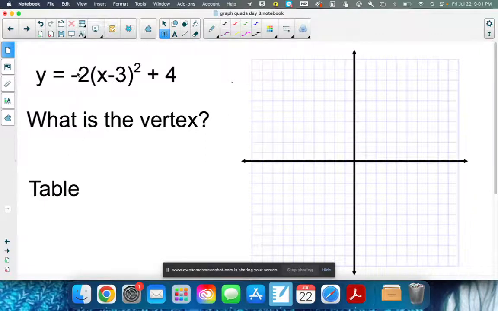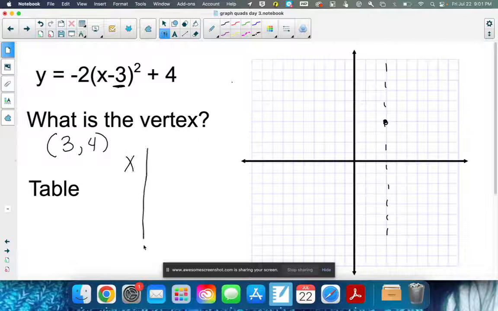Okay, so y equals negative 2 times x minus 3 squared plus 4. All right, so the vertex is 3. Don't forget to change the sign. 4. So 3, 4 is my vertex. And again, I'm going to draw my axis of symmetry going right through there so I can make sure my graph is nice and symmetric. Make my table of values. Okay, so 3, 4 is my middle point. Okay, so I need a couple of numbers that are less than and a couple of numbers that are greater than. So 2, 1 and 4, 5.